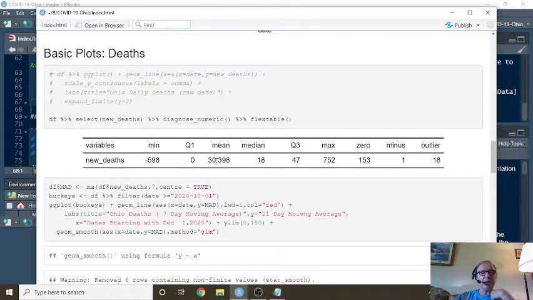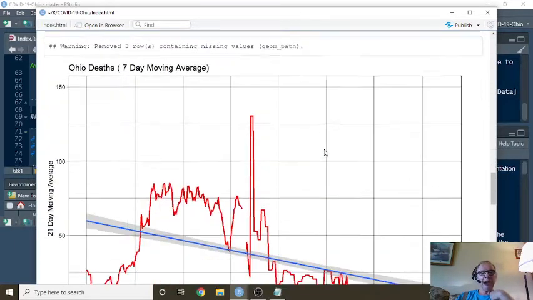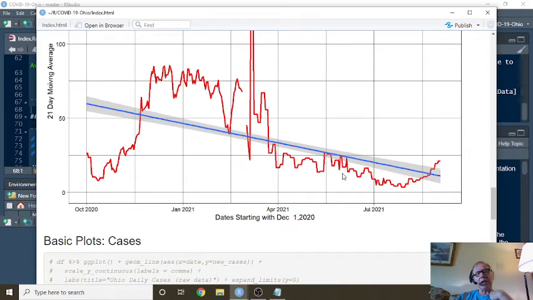So this is some descriptive statistics. The interquartile range is the third quartile minus the first quartile. So that means for deaths, the interquartile range is 47, with a maximum and also a bunch of zeros in there. And this is what those numbers look like. The red line is a 7-day moving average. The blue line is a simple linear regression line.